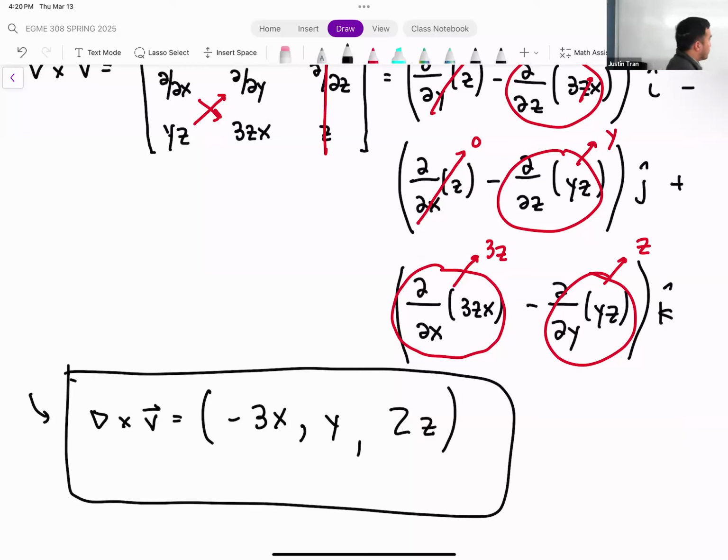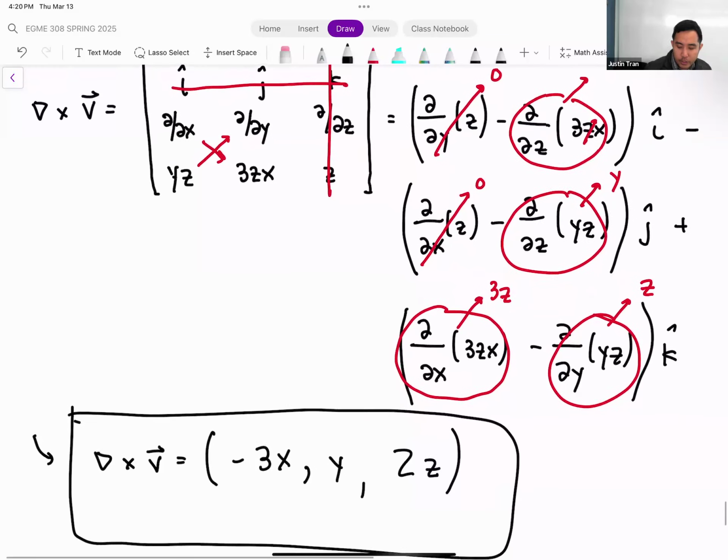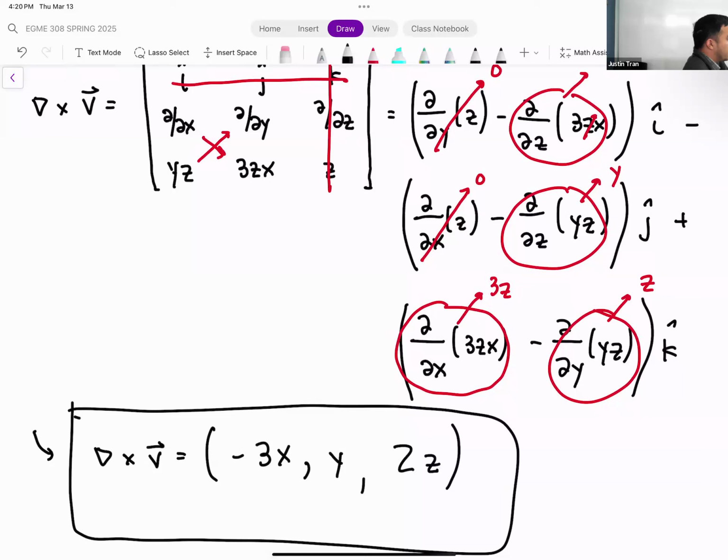Okay. Any questions on how we took the curl in this example? Yes. Since it's i minus j plus k, how come the bottom coordinate y is negative?